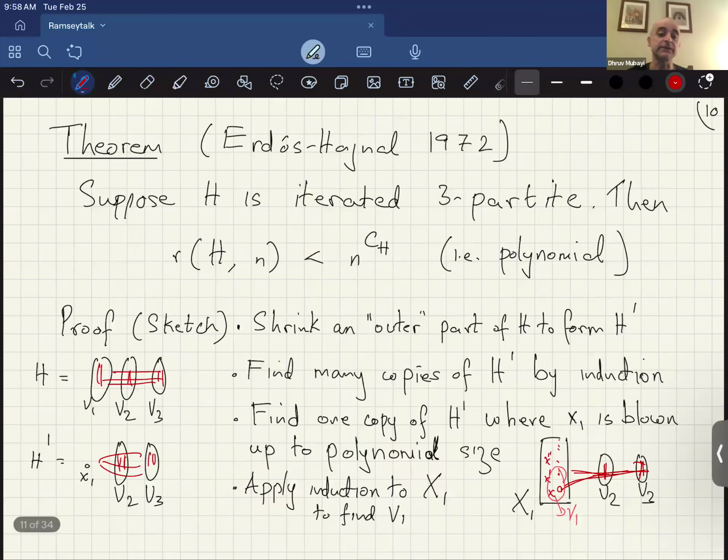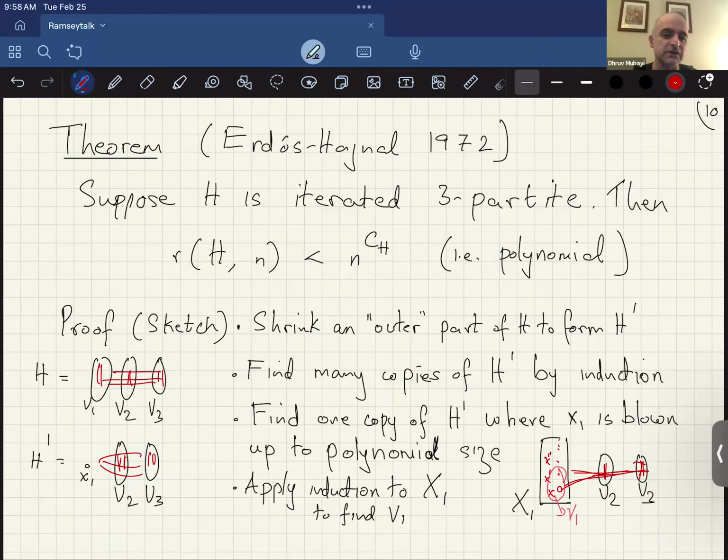Okay, what does this have to do with anything? Well, it has to do with this lovely theorem proved by Erdős and Hajnal in 1972. They proved that if H is iterated 3-partite, then the Ramsey number is polynomial. And this was a very, very important proof, but it looked like just a special case at the time. Or at least it looked like they proved a special case and there was much more to be done. But as we will see, this perhaps has more importance than we thought. So let me sketch a proof.